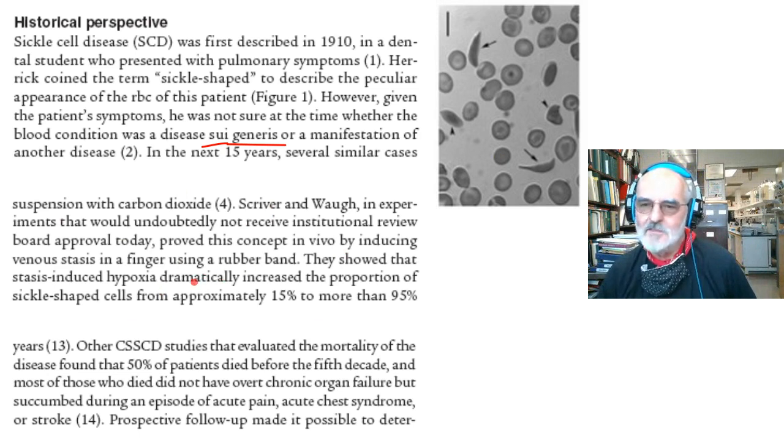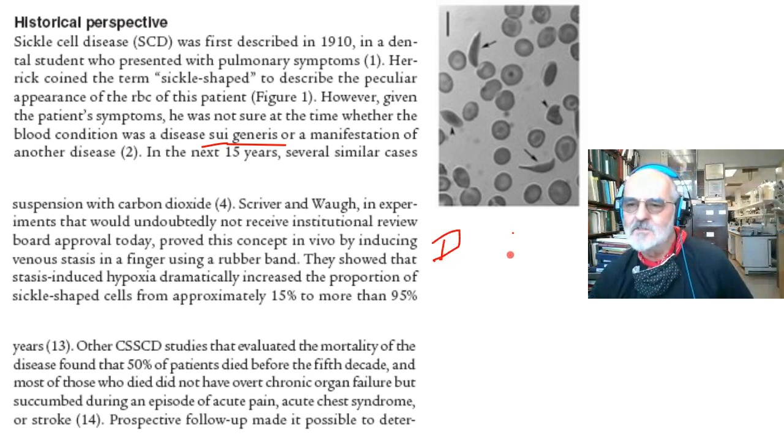In this particular case, apparently, they tied off somebody's finger, and then they did a finger stick later, showed that hypoxia seemed to cause an increase in the proportion of sickle cell shaped cells. And so this is the association with deoxy. This is the association with the T state. So I mean this to be deoxy and the T state. Okay.